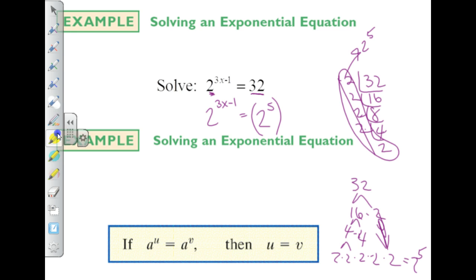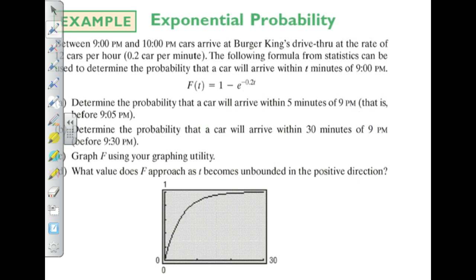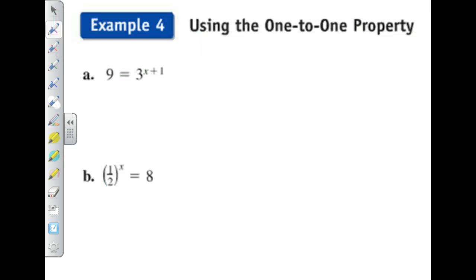So the process here is if the bases are equal, the only way for this equation to be equal is to set our exponents equal to each other. So the only time that the left side is going to equal the right side is if 3x minus 1 does equal 5, or 3x equals 6, or x equals 2. So the goal there is to try to go for like bases. We'll get to graphing just a little bit more.